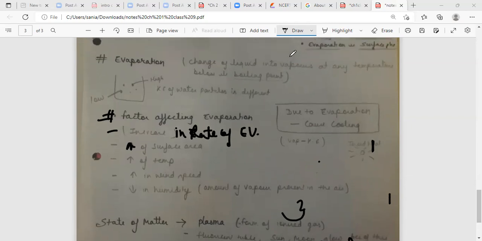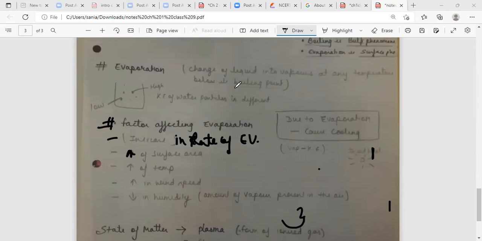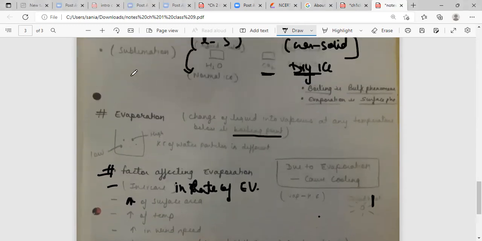Now you must be wondering, ma'am, as you told us that below the boiling point evaporation takes place, why is it like this? So basically what happens, for example, this is a beaker. Water particles are there. Maybe some particles will be high, some will be low, some will have a high boiling point and some a low boiling point, right?